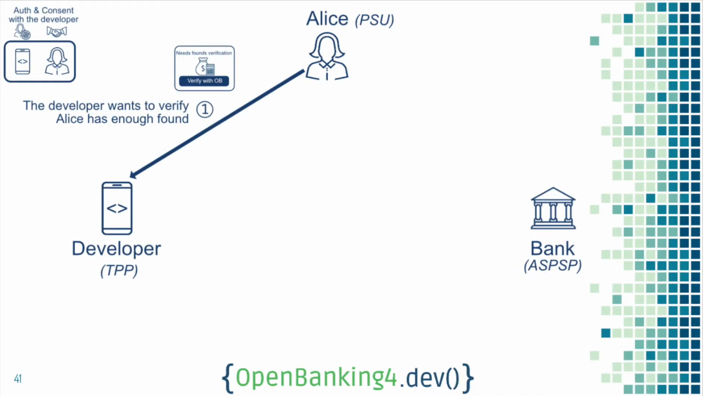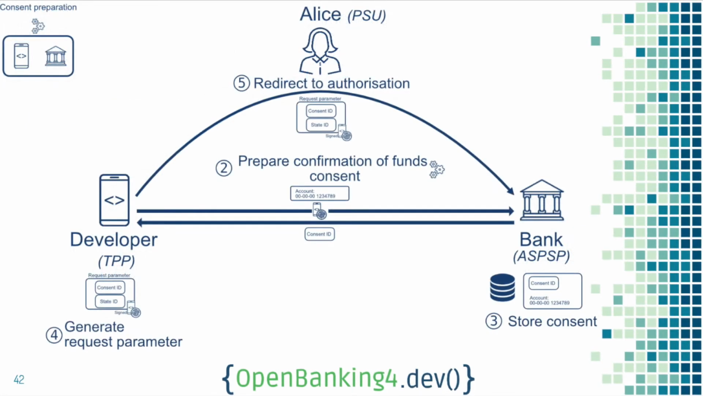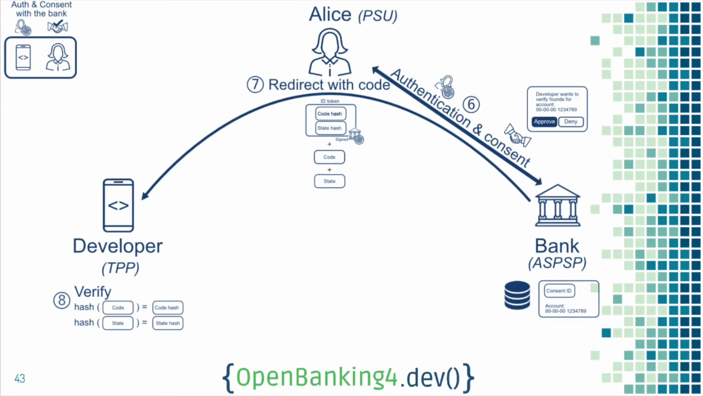So how does it work? You ask Alice if she's okay that you verify she has enough funds, so you send this message screen to Alice. Then you do a consent preparation, where you're basically saying, I would like to check that account, right? You actually have to send Alice's account at this point. It's important that you get the account ID first. You do the same request parameter and send it to the bank. Alice authenticates and consents to share the confirmation of funds for that account.